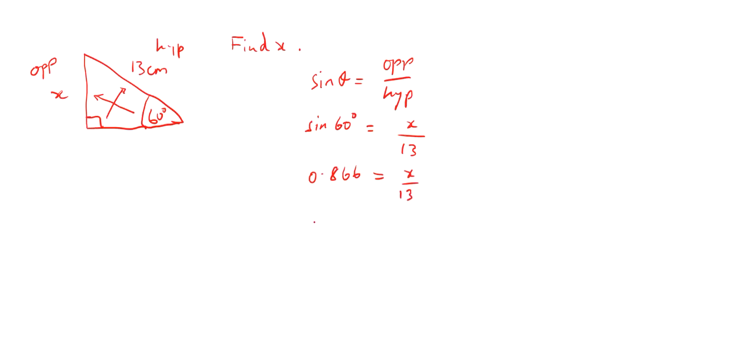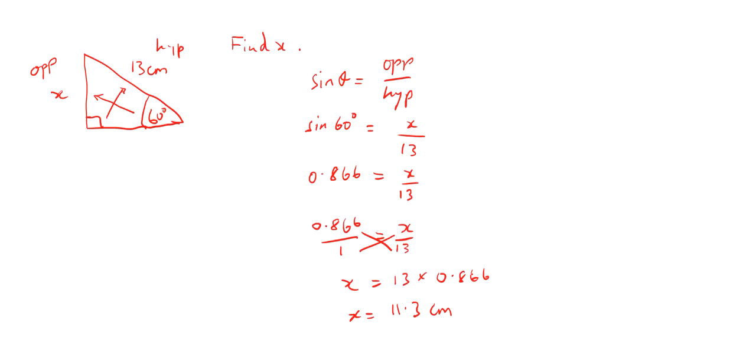Again, I'm going to follow what I did in the previous example. I'm going to put 0.866 over 1 is equal to x over 13. And the reason why I'm doing that is because I'm going to cross multiply. So x multiplied by 1 will give me x. And then this will be 13 multiplied by 0.866. So therefore x will be equal to 13 multiplied by 0.866, and that gives me 11.3 cm.